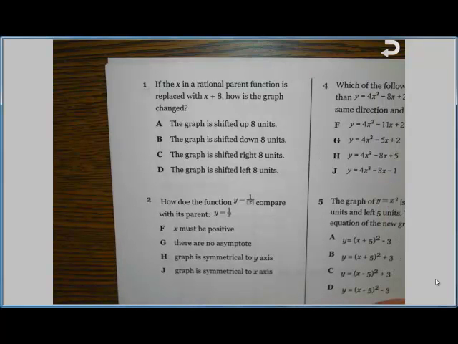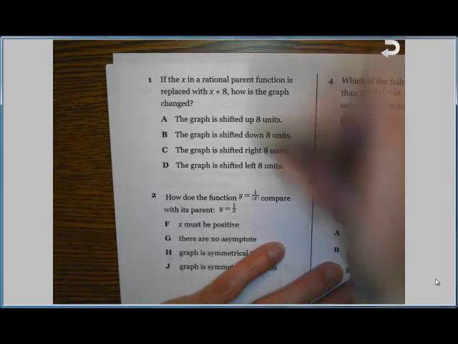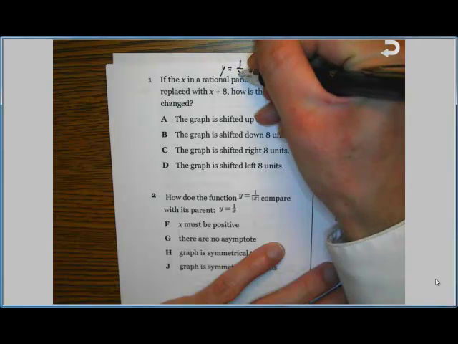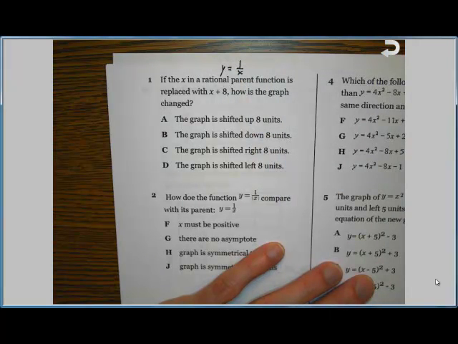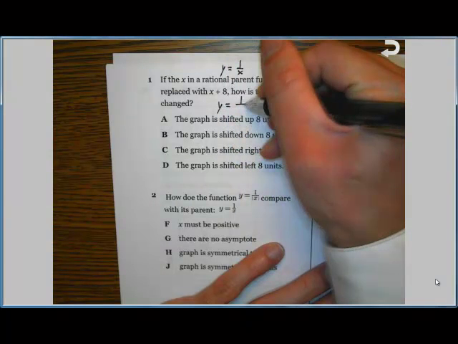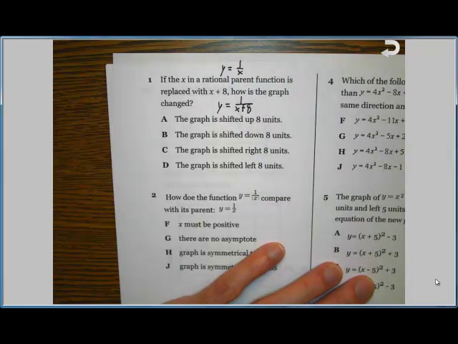If the x in the rational parent function is replaced with x plus 8, how is the graph changed? The first thing you had to recognize is that the rational parent function is the equation y is equal to 1 over x. And now we are going to compare that to y is equal to 1 over x plus 8. Now you will notice that the plus 8 is inside the denominator.